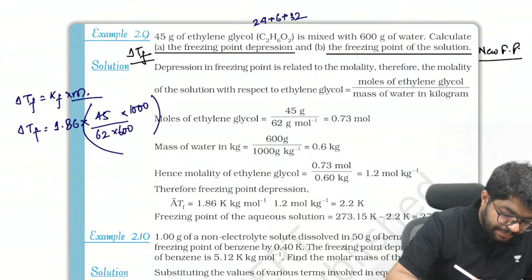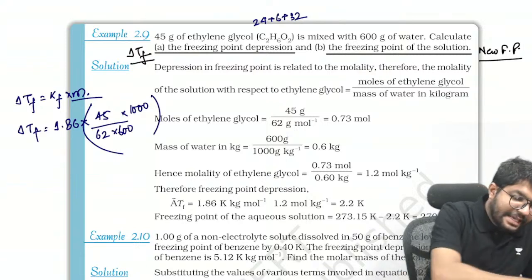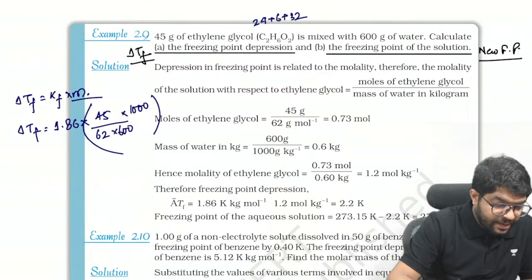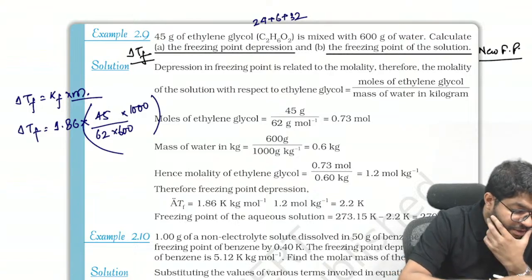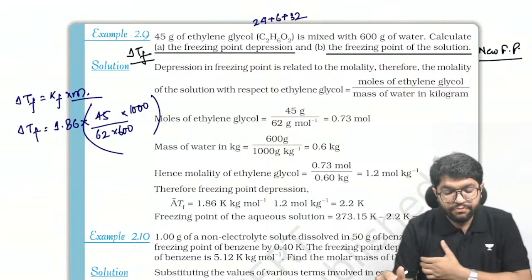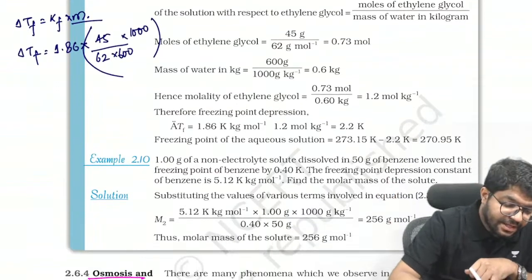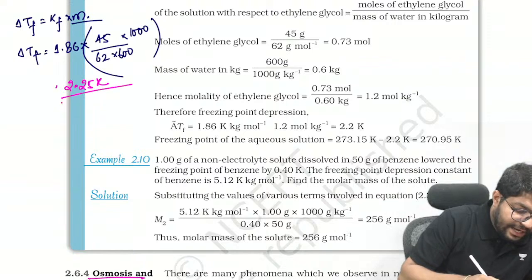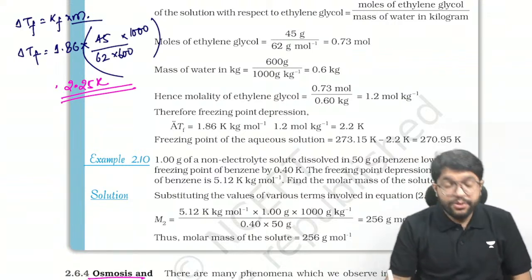You have 1.86 into 45 into 1000 divided by 62 divided by 600. 2.25 is the answer I am getting. 2.25 is the delta TF. So now what will be the new freezing point?